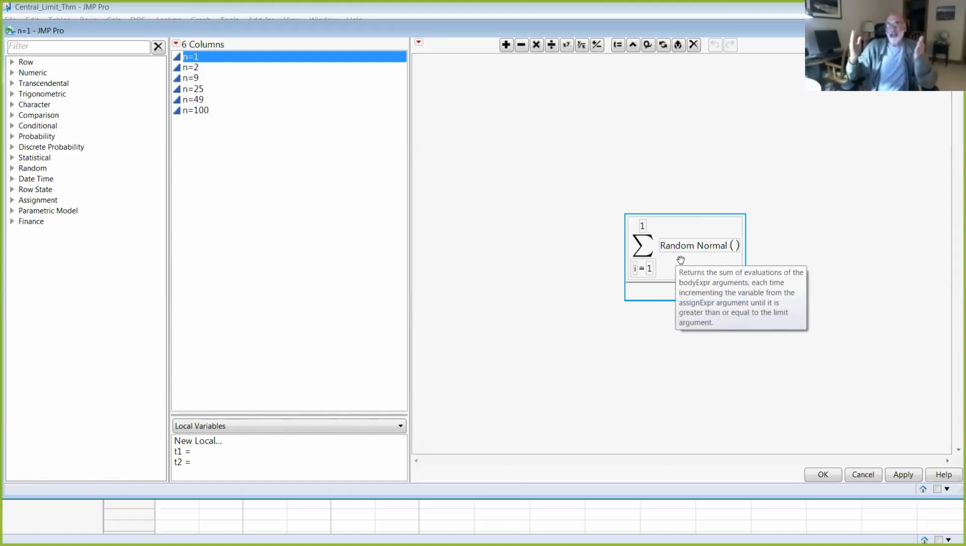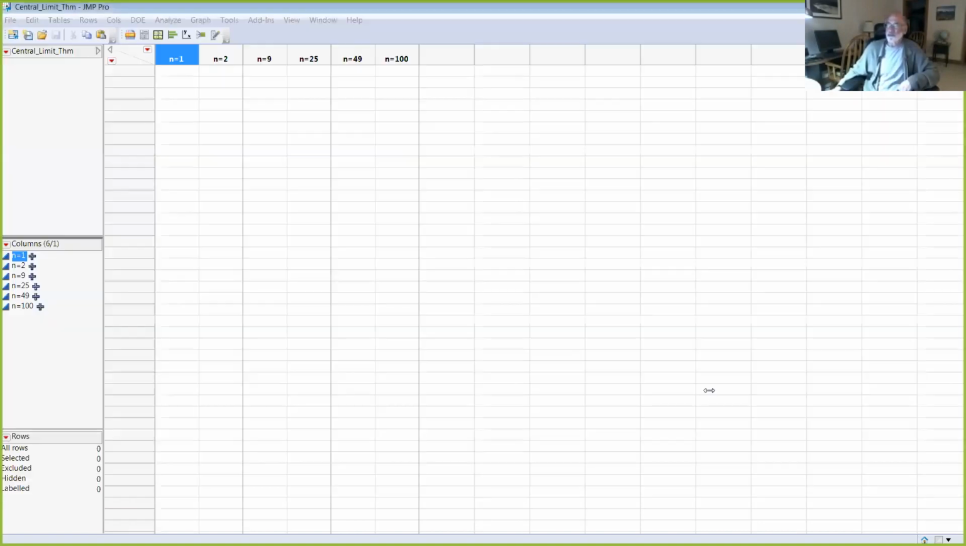Virtually 99.6% of the data will be within 3 standard deviations of 0. That would be from -3 to +3. 95% of the time will be within 2 standard deviations, -2 to +2. And about 66% of the time will be within 1 standard deviation. We'll get a number between -1 and +1. That's what this column is doing, just picking one random number out of that normal distribution.